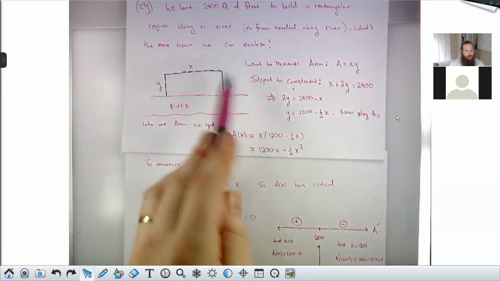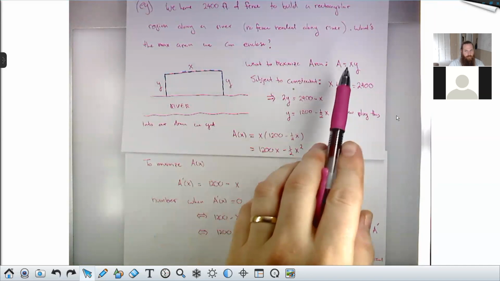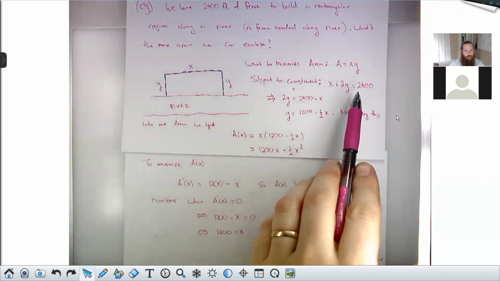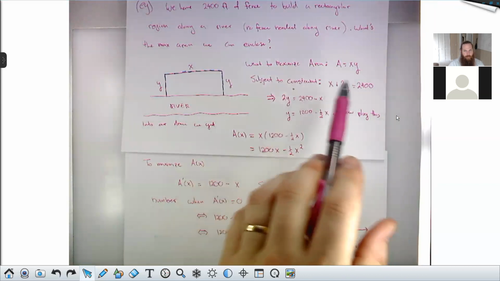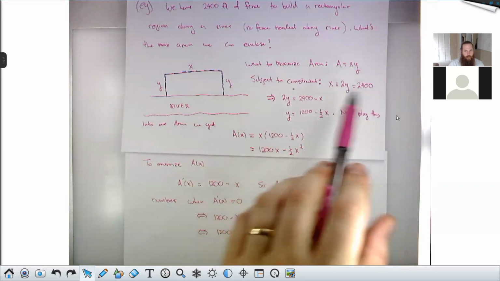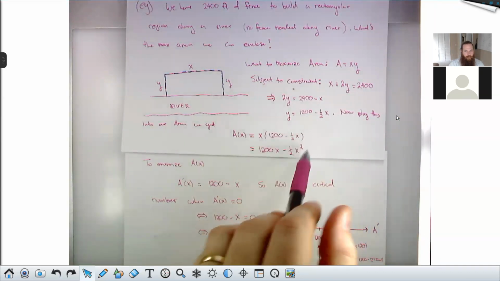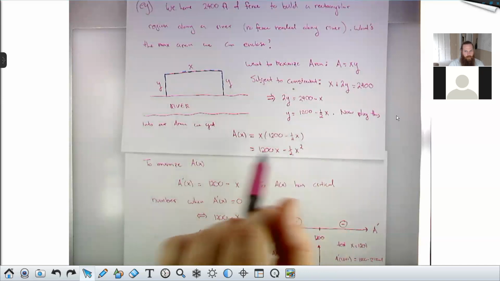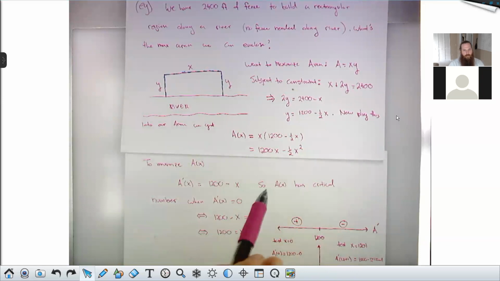So we drew a picture. We wrote down the function we're trying to maximize and the constraint. The constraint here came from the amount of fence we had available. We solved the constraint equation for one of the variables and plugged that back into the area function to give us the area as a function of one variable. Then we differentiated and found the maximum of the area function. And then we just took those values and plugged them back in.